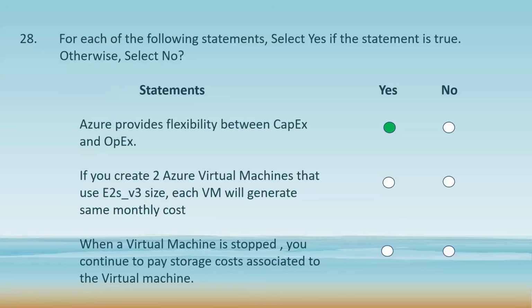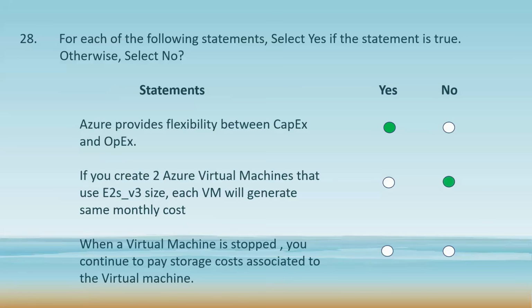Moving on to the next statement in the list. If you create two Azure virtual machines that use E2s_v3 size, each VM will generate the same monthly cost. Both the virtual machines can have different monthly costs even after having the same size, as they could have different disk or networking configurations attached to them. So the second statement is false.